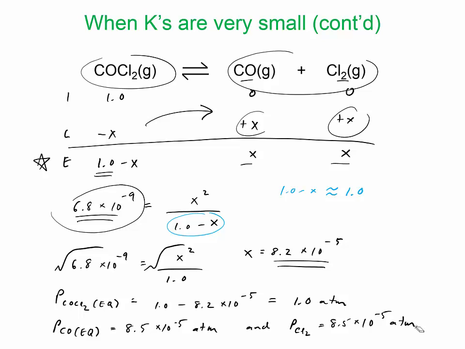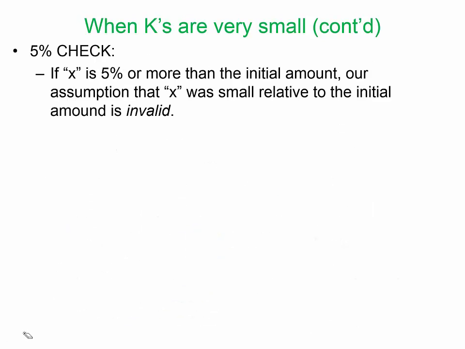Okay, so when is this valid? When can we do this? As we saw, it's really, really helpful and makes this problem a lot faster and easier. I'll give you a couple pointers on the next slide. We're going to check to see if x is 5% or more of the initial amount. If x is 5% or more of the initial amount, then our assumption that x was really, really small will actually be invalid.